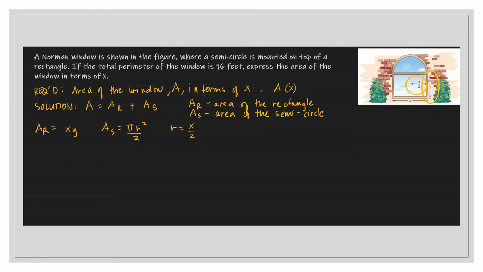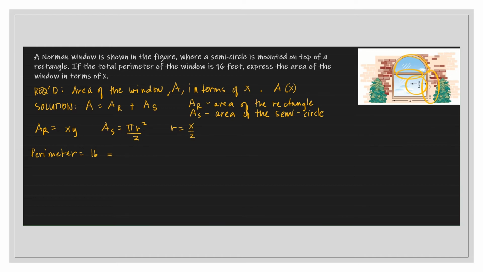Now, for y, we are going to use the perimeter given for the window, and that would be 16 feet. So the perimeter of the window is 16 feet, and this accounts for the outline of the window. The outline of the window is composed of the three external sides of the rectangle. So this side here will not be used because it's inside the window. And we will also include the semicircle component of the window.